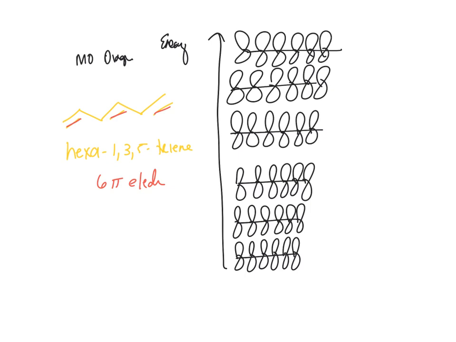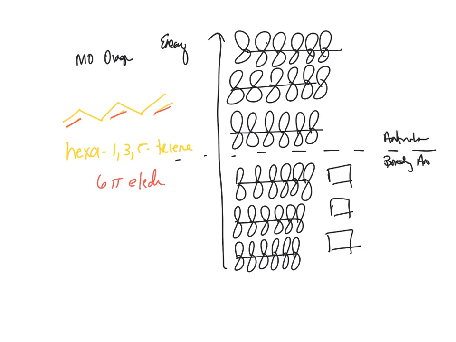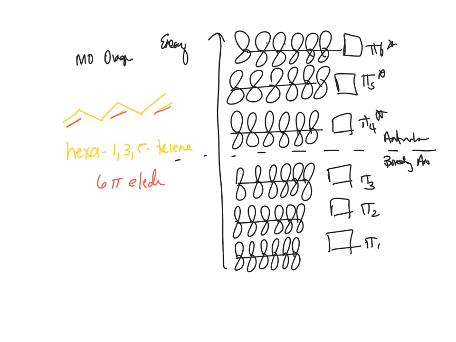Okay, and they should be all equal. So there's your bonding, and your anti-bonding. Anti-bonding at the top because it's higher in energy. And you have pi 1, pi 2, pi 3, and pi 4 anti-bonding, pi 5 anti-bonding, pi 6 anti-bonding. Now you've got 6 electrons, so you're going to go 1, 2, 3, 4, 5, 6. Okay, this is your HOMO, highest occupied molecular orbital.